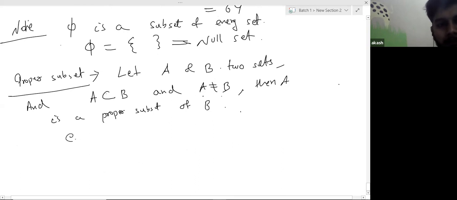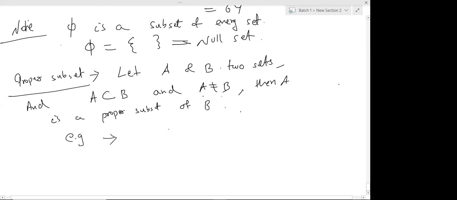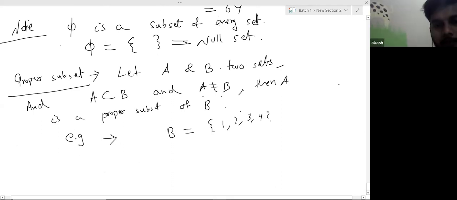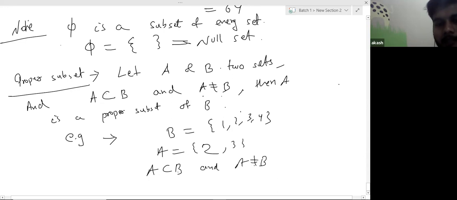So for example, B is the set 1, 2, 3, 4. A is the set 2, 3. So I can say that A is a subset of B and A is not equal to B, right? So A is a proper subset. Clear?